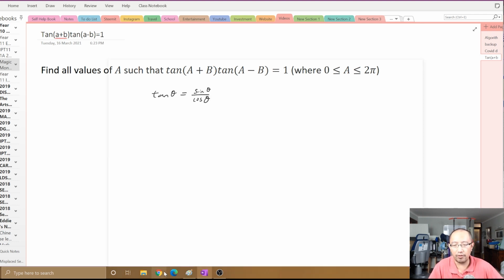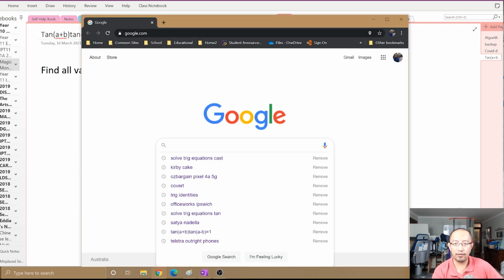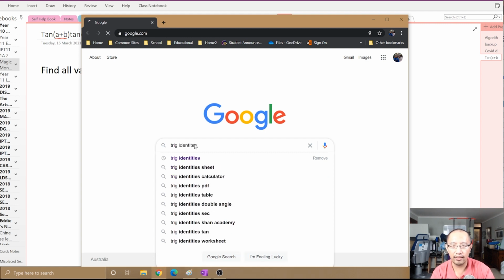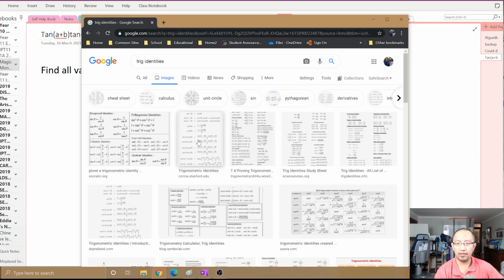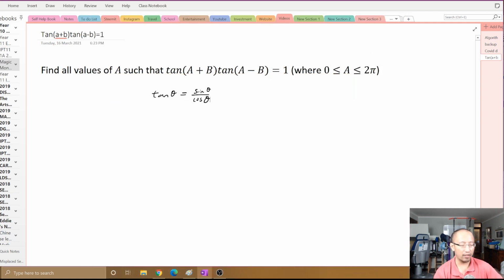If you go to Google, all right, and you just go to images, you just go trig identities. You can see I've Googled some already. Use any of these pictures. Okay, they'll probably come up with some good ones. So I'm going to be using this one in a second, but I'm just going to do the first part here.